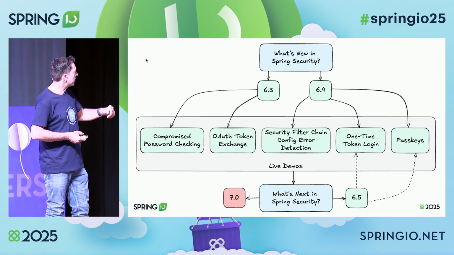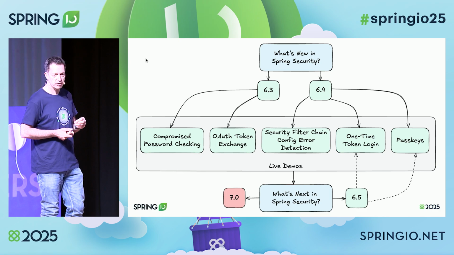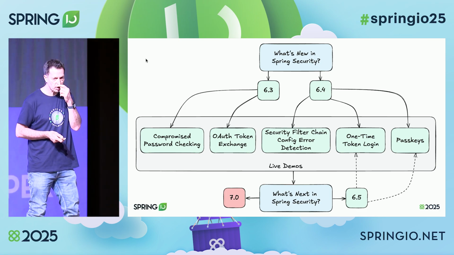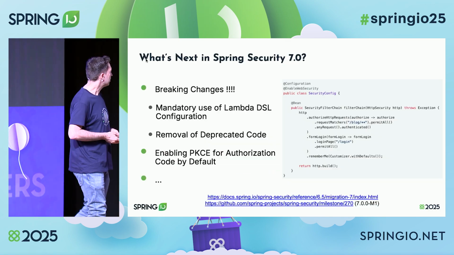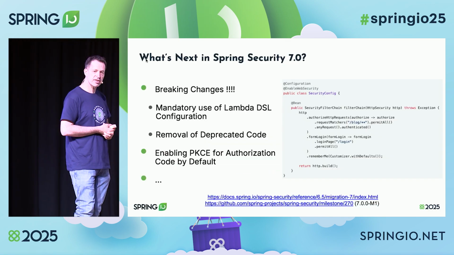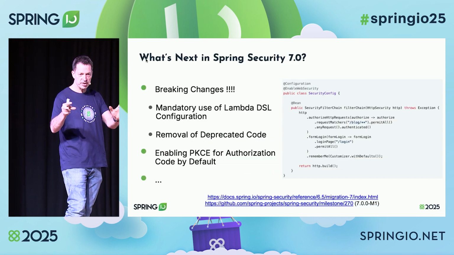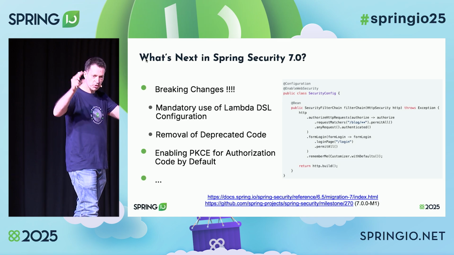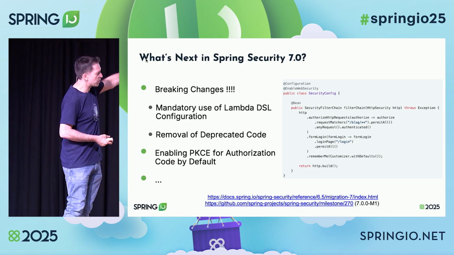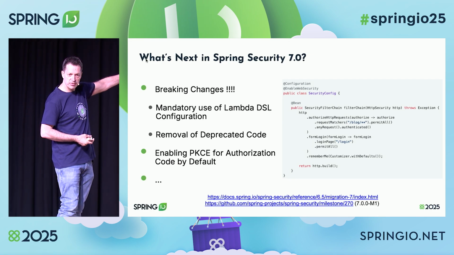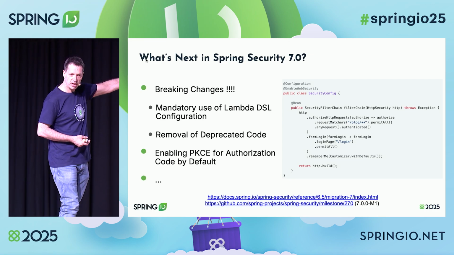So what's coming with the next Spring Security version? That's the final part now, as we are also running out of time. So 7.0, it's not quite clear on the horizon, it's also a bit far away, so what features might sneak in as well. You will have one breaking change: a mandatory usage of the Lambda DSL.